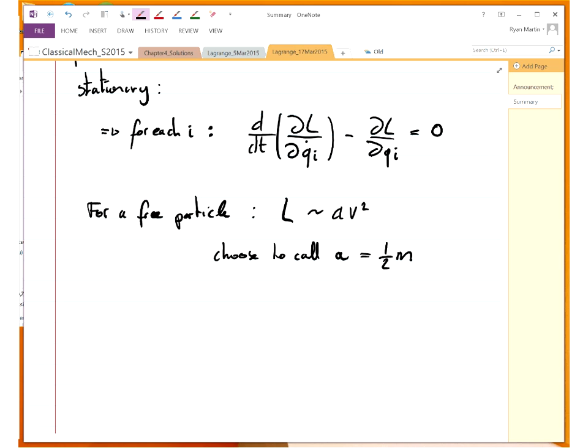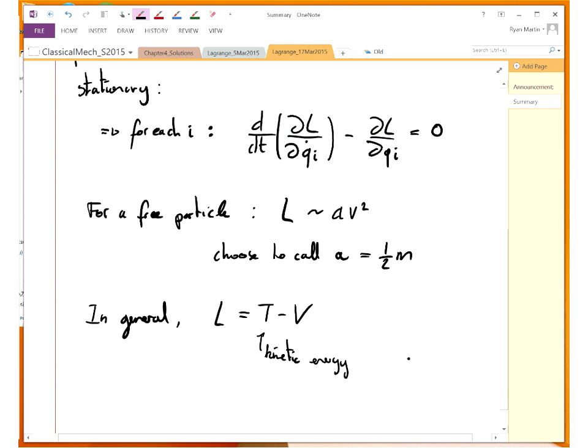Okay? Now from D'Alembert's principle and Newton's second law and the principle of virtual work, we found that in general we can write L to be T minus V, where T is the kinetic energy of a system. The system can be one or more particles, and V is the potential energy.